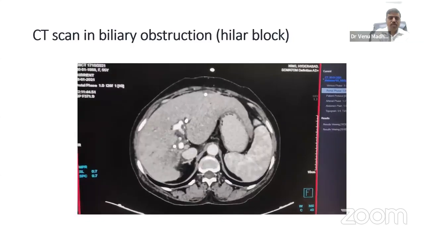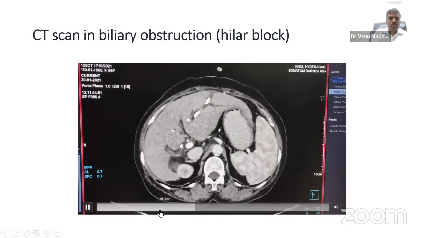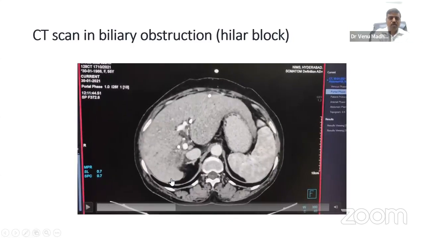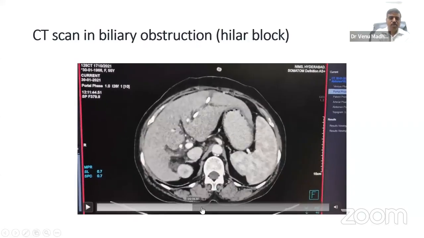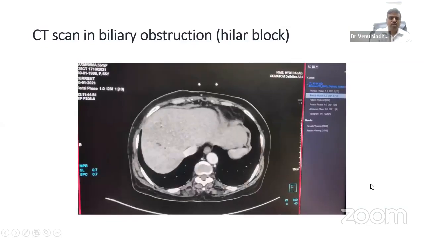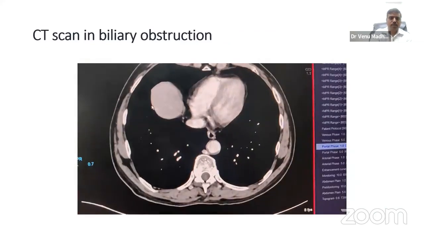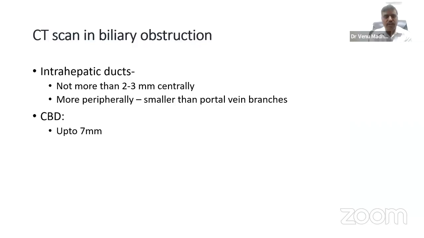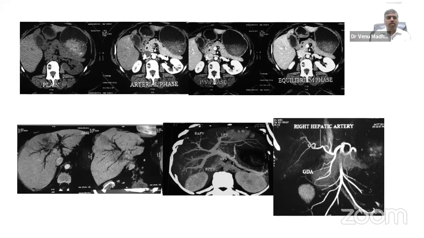So this is a hilar obstruction. So the block is at the level of the hilum, the gallbladder is collapsed. So by serially following the CT scan, both coronal and axial cuts, we can have a clue of the site of obstruction. And as illustrated by prior speakers, the arterial phase, portal vein phase, and equilibrium phase will give a very good clue of the relation with the vessels and what type of mass we are dealing with.